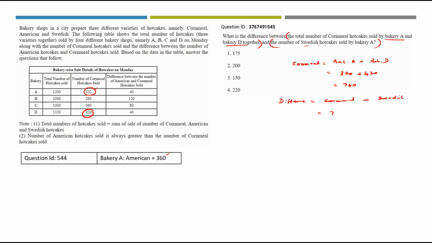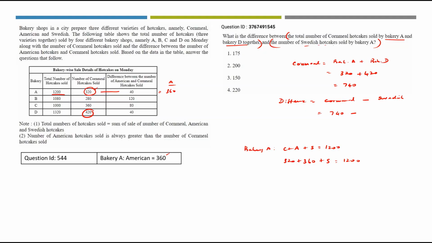So here we have found 740. Now we have to find the Swedish count. So let's get into bakery A again. C plus A plus S will give a value of 1200. What is C? It is 320. What is A? From the previous question we can take it as 360. So 320 plus the difference 40, when these are added together, you get American count, which is 360. You can even compute this way and move on. But if you have already computed it, you can make use of the value. Plus Swedish will give 1200.